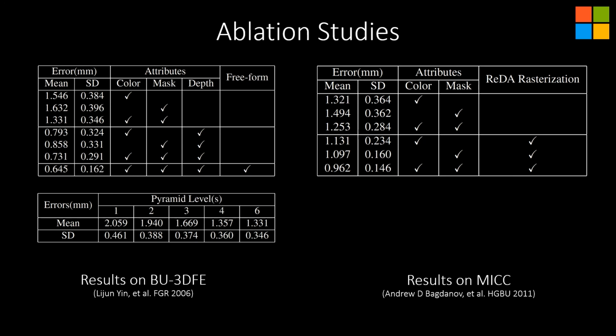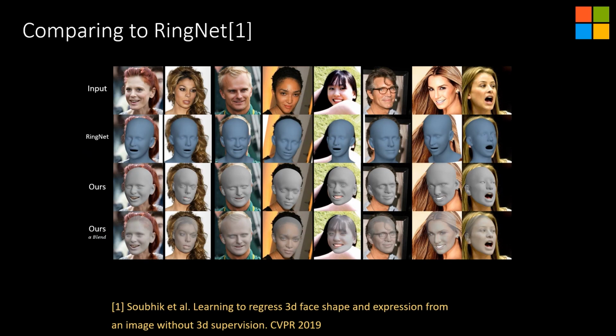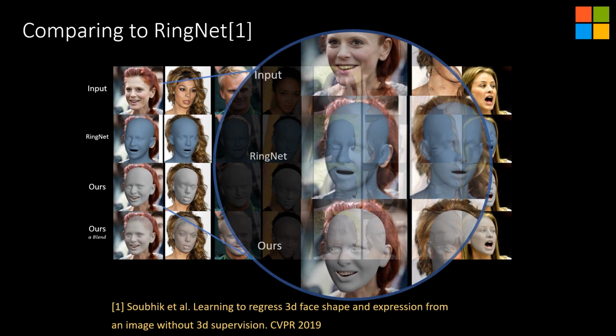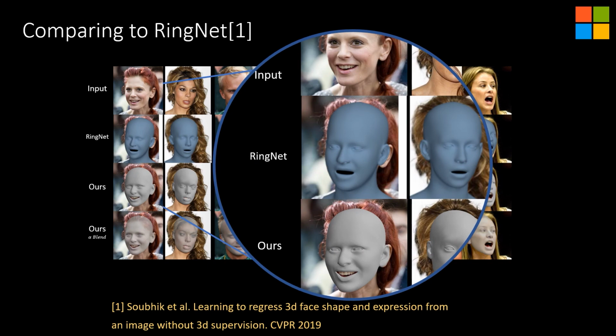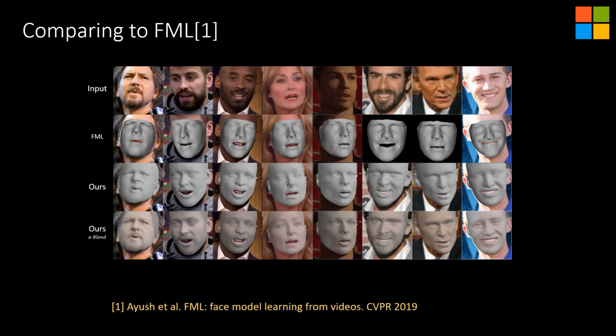In our ablation studies, we show that aggregating all attributes can effectively reduce the fitting error. With the help of free-form deformation, the fitting error can be further reduced. In our ablation study on ReDA rasterizer, we see improvements over Z-buffer-based differentiable renderer and the effectiveness of multi-scale pyramid. Empirically, we set the pyramid level to 6 in our experiments. Some qualitative results comparing to prior arts, ReDA and FML, also show that our framework recovers better face shape.